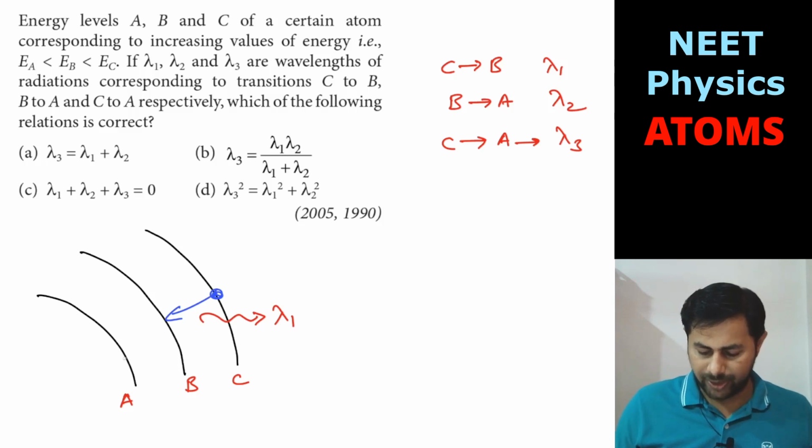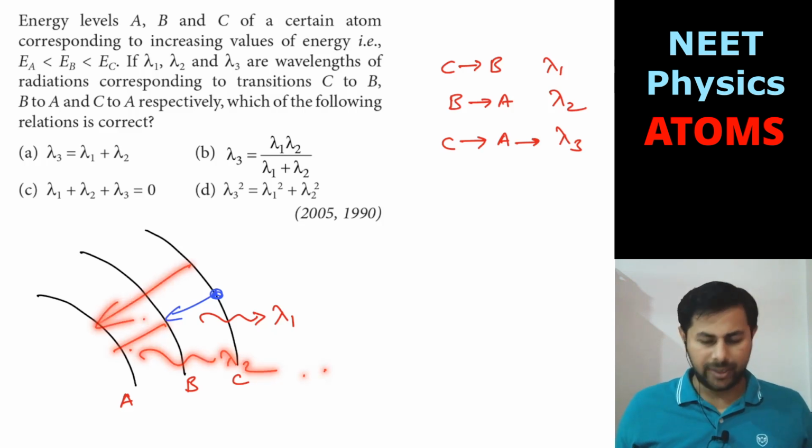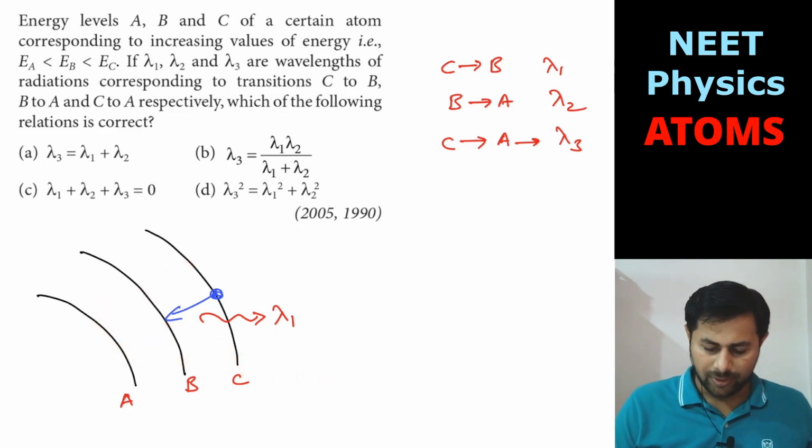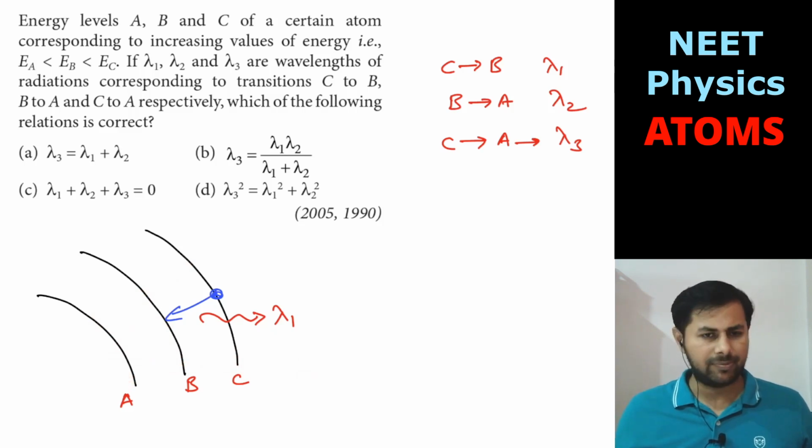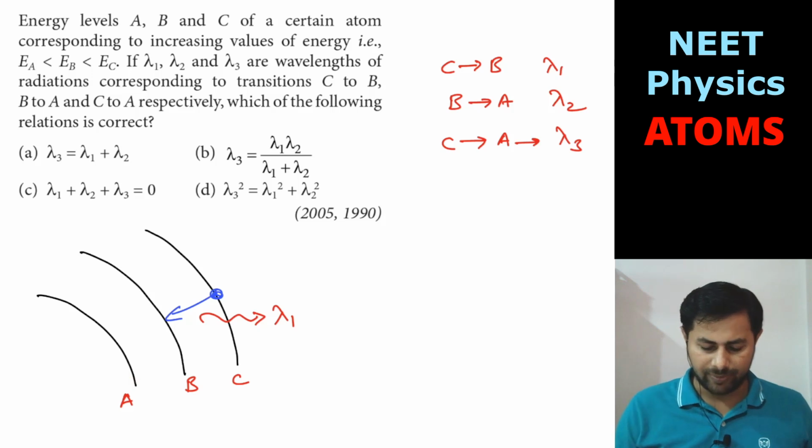When it jumps from here to here, it is lambda 2. And when it jumps from here to here, it's lambda 3. That's given. So the relation between lambda 1, lambda 2, lambda 3, that's very simple, right? You know this.